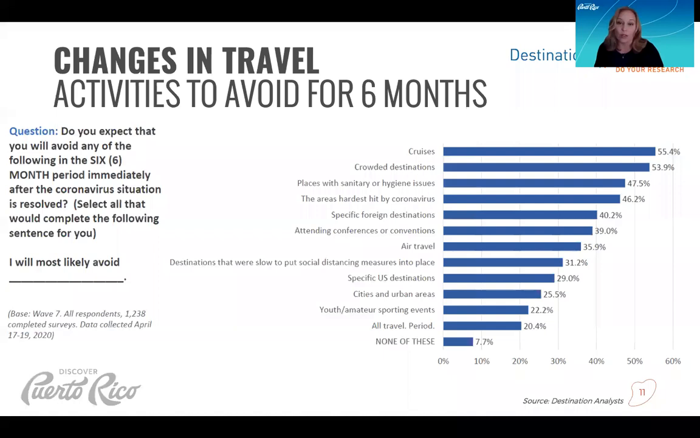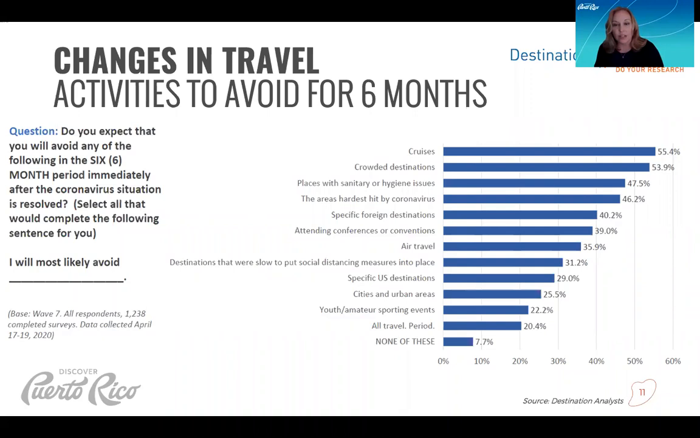But we're not a crowded destination. We haven't been hit as hard as other places with the virus, and we're not a foreign destination. But we do require air travel. A third of travelers anticipate avoiding airplanes for 6 months.